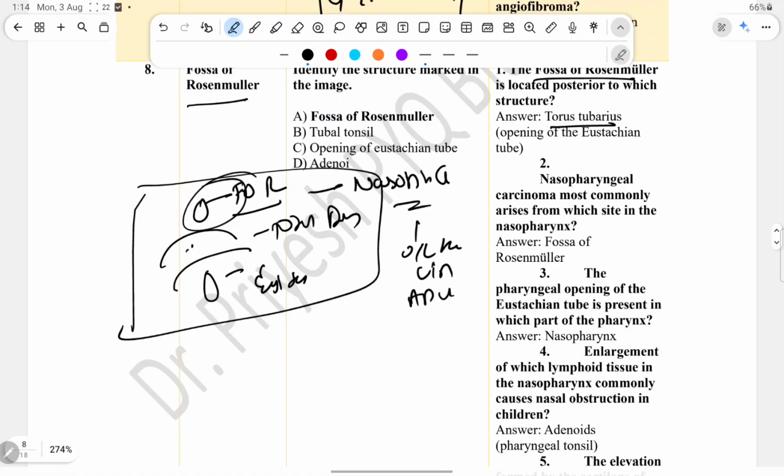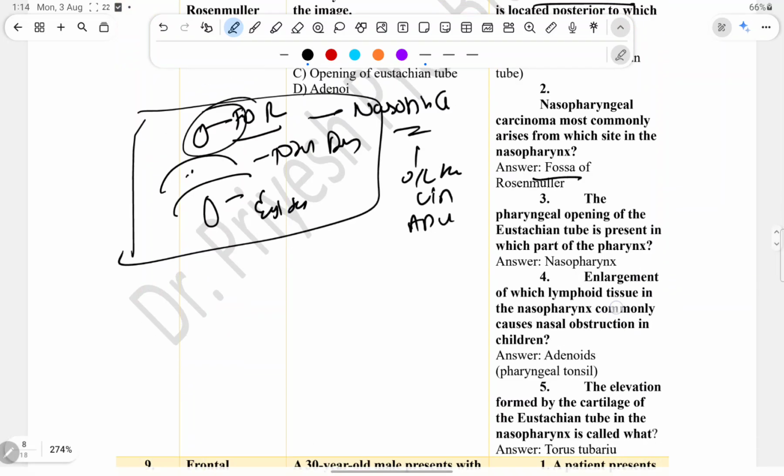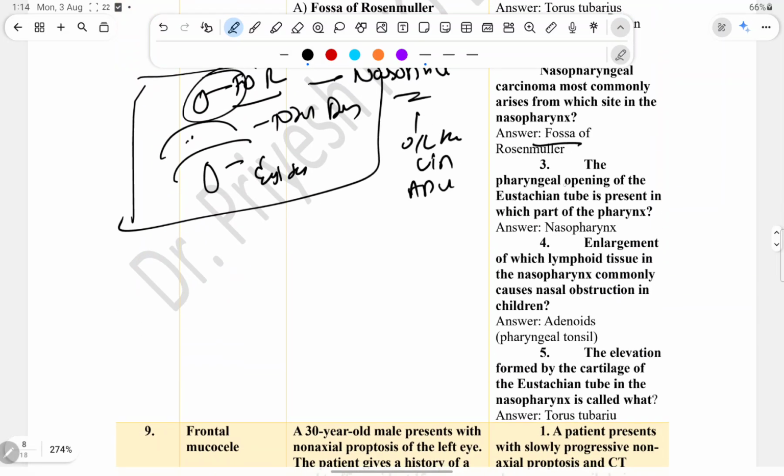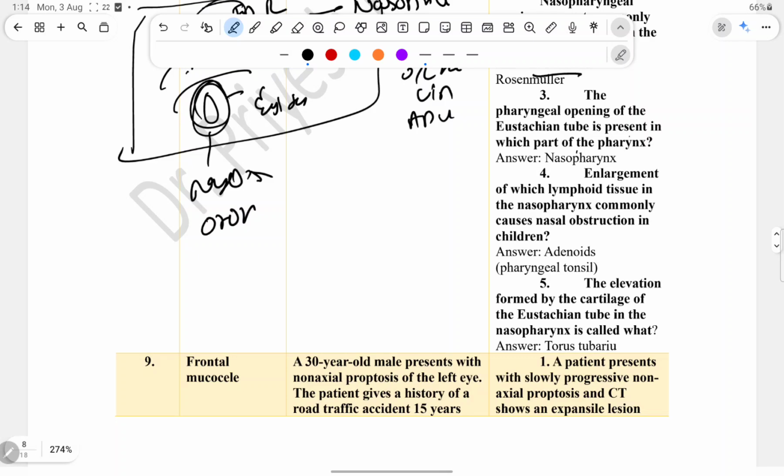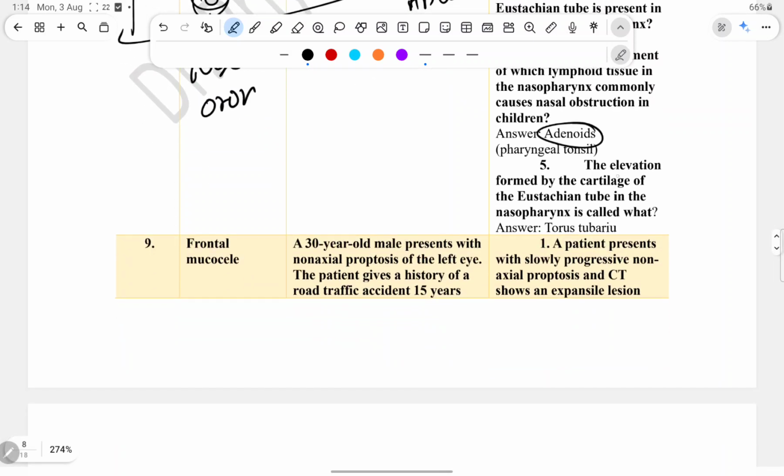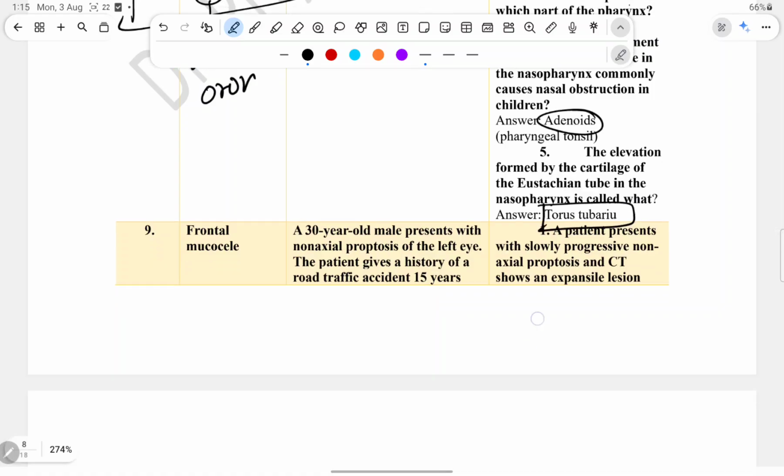Nasopharyngeal carcinoma most commonly arises from which site? The fossa of Rosenmuller. The nasopharyngeal opening of the eustachian tube is present in which part? It is present in the nasopharynx, not in the oropharynx. Enlargement of which lymphoid tissue in the nasopharynx commonly causes nasal obstruction in children? It is the adenoid. Elevation of the cartilage of the eustachian tube in the nasopharynx is called the torus tubarius. We have read it. Okay.